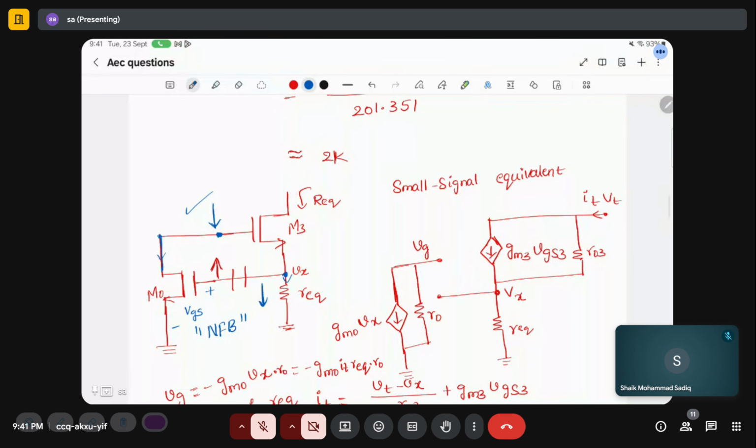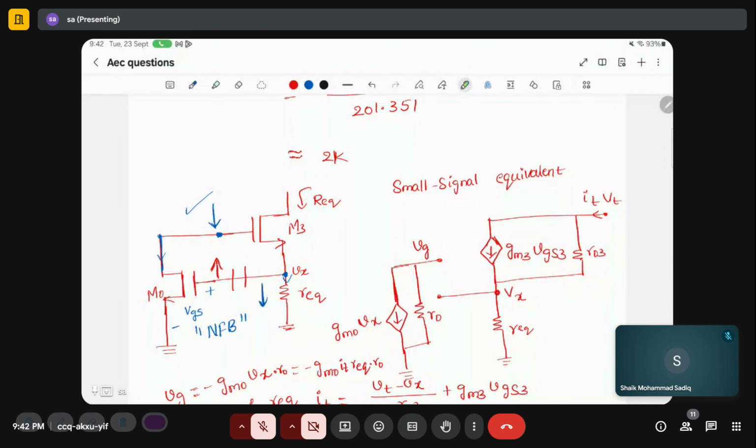There is also another way. You can think of this as a common source amplifier. A common source amplifier has 180-degree phase shift. So if you increase this, the output will decrease. And you can think of this as a common drain amplifier. A common drain amplifier has a 0-degree phase shift. So in that way also you can think that if you decrease this, this will also decrease.